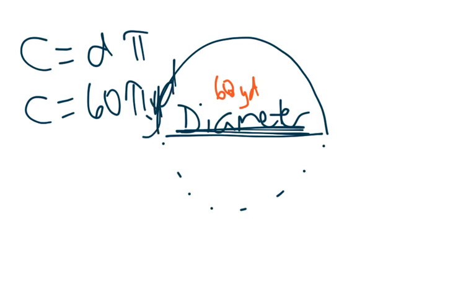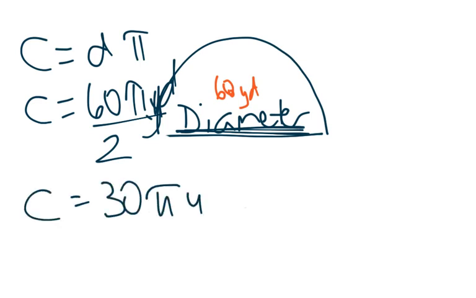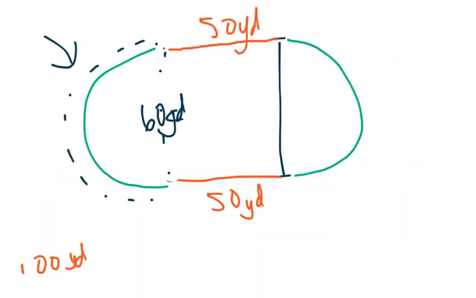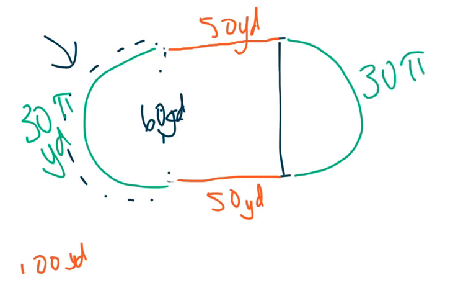But it's not a whole circle, right? It's only a half a circle. So we're going to take that and divide it by 2. So we're really going to get that it's 30 pi yards. So we do know how much it is. Okay? So the green part, if you want to call it that, is 30 pi yards. And so is this one over here, the same thing.